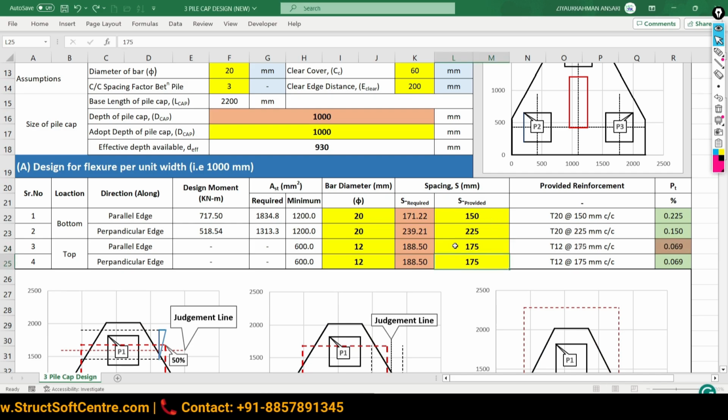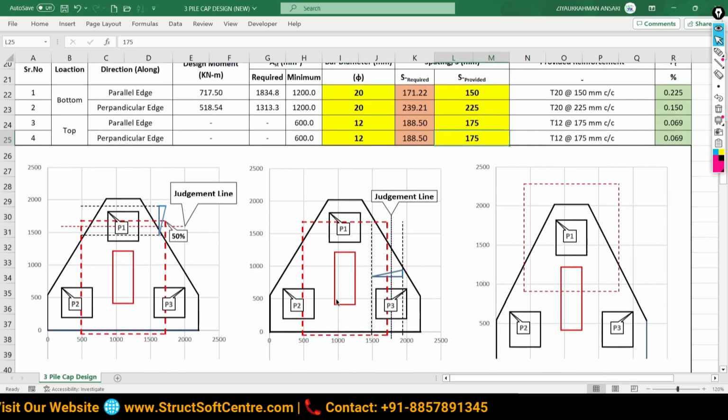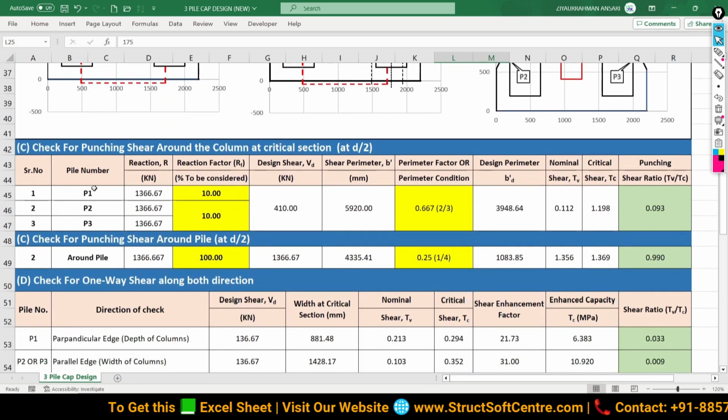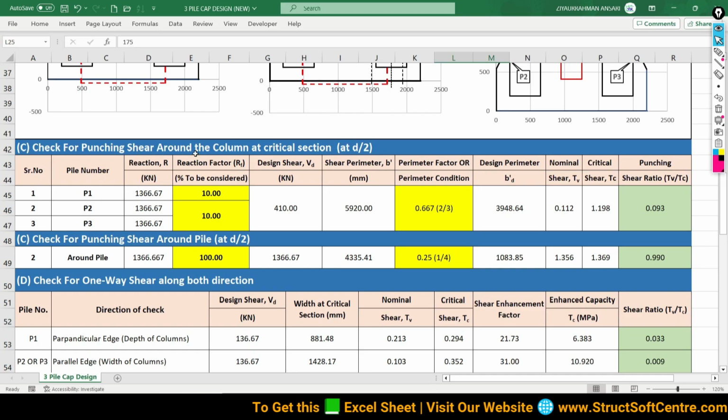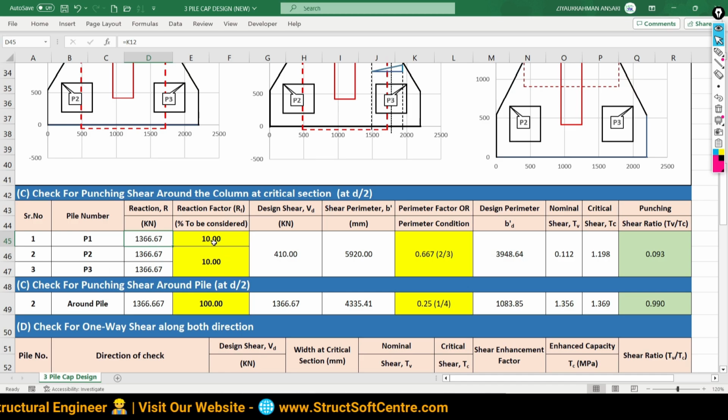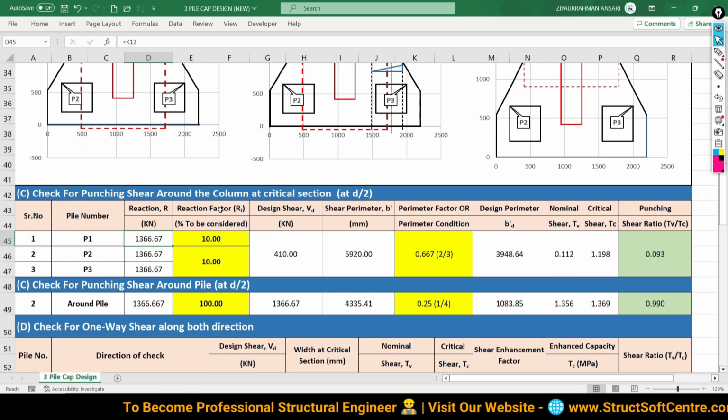Now 175, that's it. Finally we have to perform the punching shear check and the one-way shear check. So check for punching shear around the column at the critical section at a distance of d/2 from the face of the column. Basically the reaction under each of the piles P1, P2, P3 is 1366.67. Now, as per the code recommendation, we have to do a reduction in the reaction.